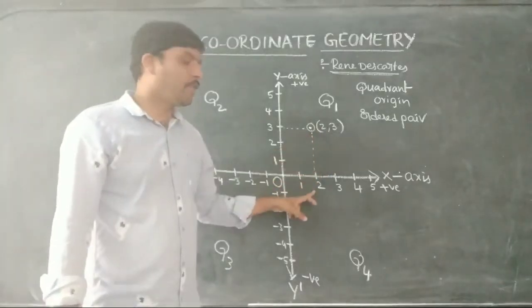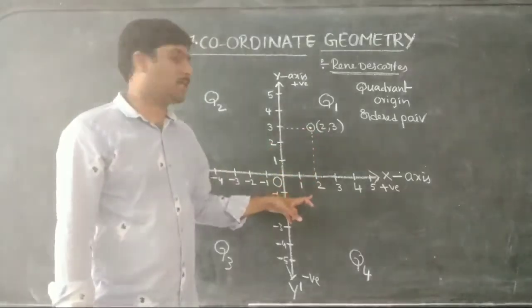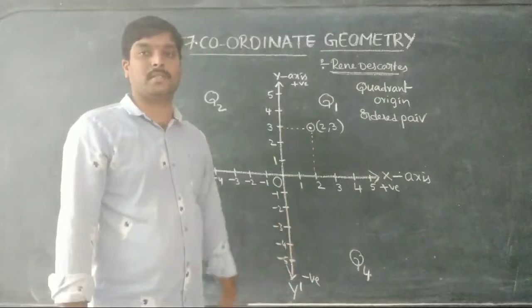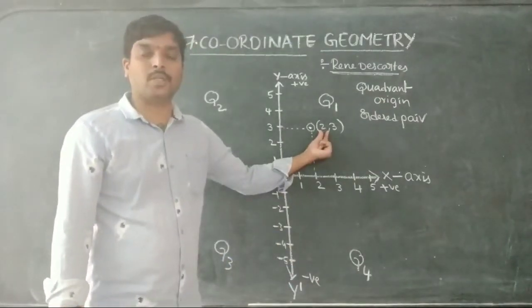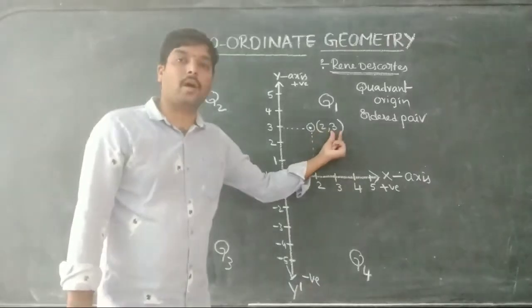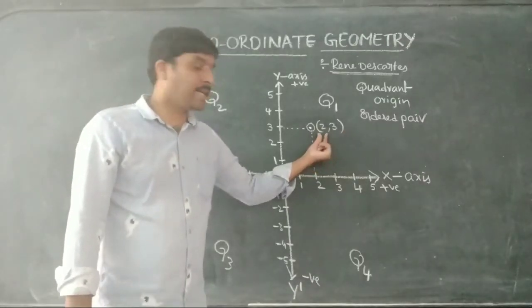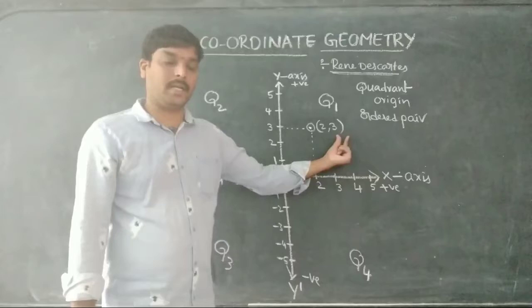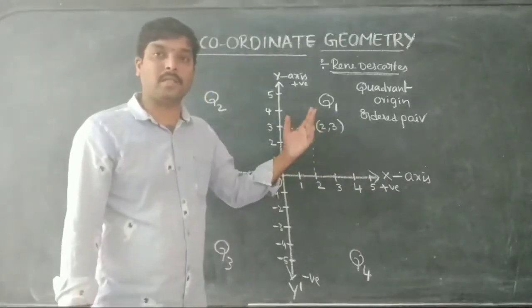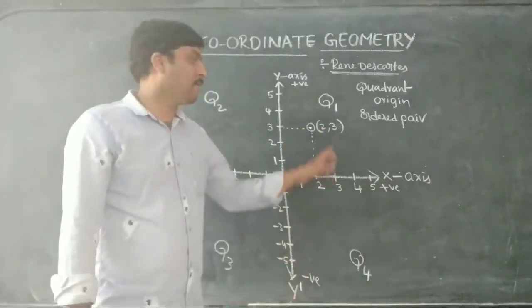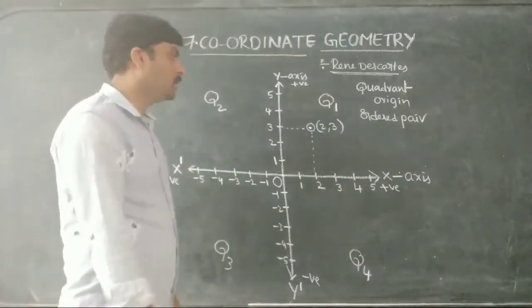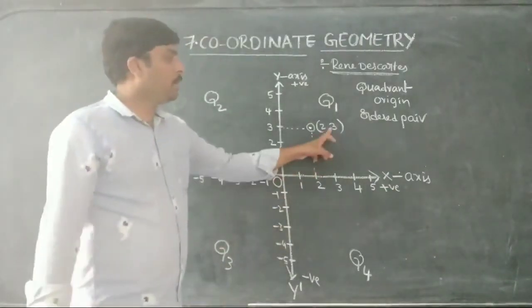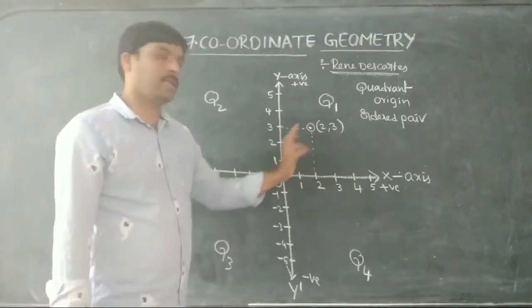The point is 3 units distance from the x-axis and 2 units distance from the y-axis. Here 2 is called the x coordinate and 3 is called the y coordinate. The x coordinate is also called the abscissa, and the y coordinate is also called the ordinate. Here it is plus 2, plus 3.